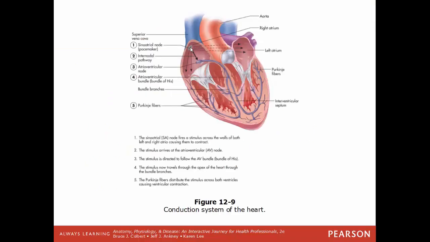And the SA node right here sends an impulse to the AV node here. And then from there, the impulse will continue on through other structures. The AV bundle, also known as the bundle of His. The bundle branches, left and right. Those will further break down into what are called Purkinje fibers. So all this is done in a very coordinated manner.